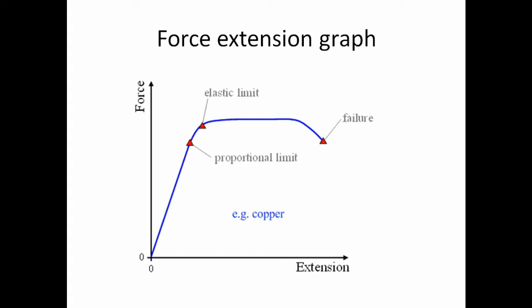There are many important points to pay attention to on this graph. The part where the graph has a constant gradient and obeys Hooke's law is the elastic range, and the point where it stops obeying Hooke's law is called the limit of proportionality. Then for a while, it will still extend and behave elastically up until its elastic limit, which is quite close to the limit of proportionality.